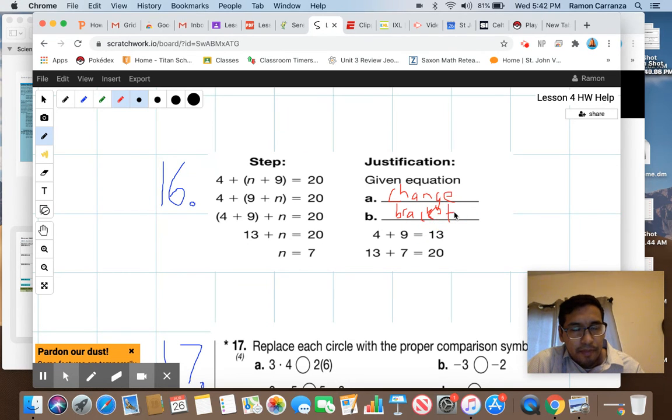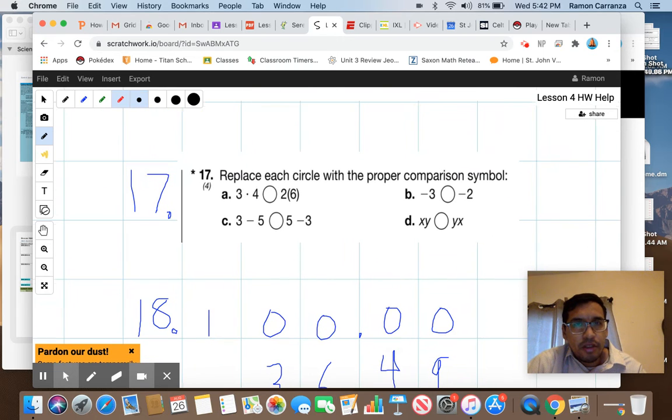Yes, that spells bracket. All right, 17, replace each circle with the proper comparison symbol. So again, we have greater than, less than, or equal to. The first thing I would advise is to evaluate where necessary, right? So 3 times 4 we know is 12, and 2 times 6 is also 12, right? 3 subtract 5 we know is going to be a negative answer, and we know 5 minus 3 is going to be a positive answer. Negative 3 and negative 2, it's just a matter of comparing them. As a reminder, the bigger a negative number, the smaller value it actually has.